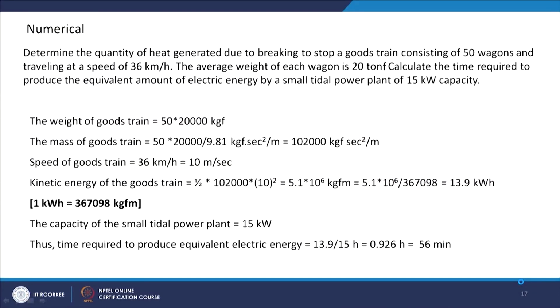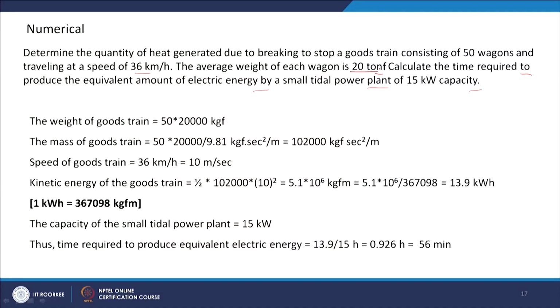One numerical is given here. Determine the quantity of heat generated due to braking to stop a goods train consisting of 50 wagons and travelling at a speed of 36 km per hour. The average weight of each wagon is 20 ton force. Calculate the time required to produce the equivalent amount of electric energy by a small tidal power plant of 15 kilowatt capacity. So, the statement is very simple, just an energy balance.